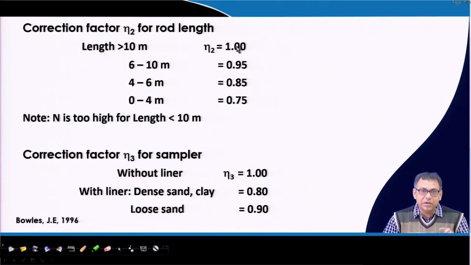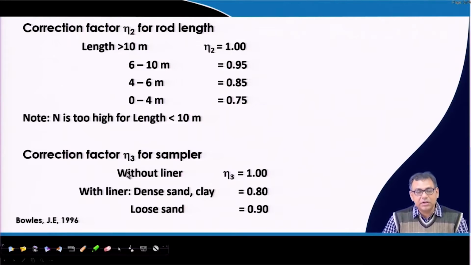But if you use less than 10, because it is not always possible to use more than 10 meters, then you have to apply the corrections, and as I mentioned, less than 10 will give you higher N value. So, the correction factor will be less than 1. So, this is the correction factor for different rod lengths.